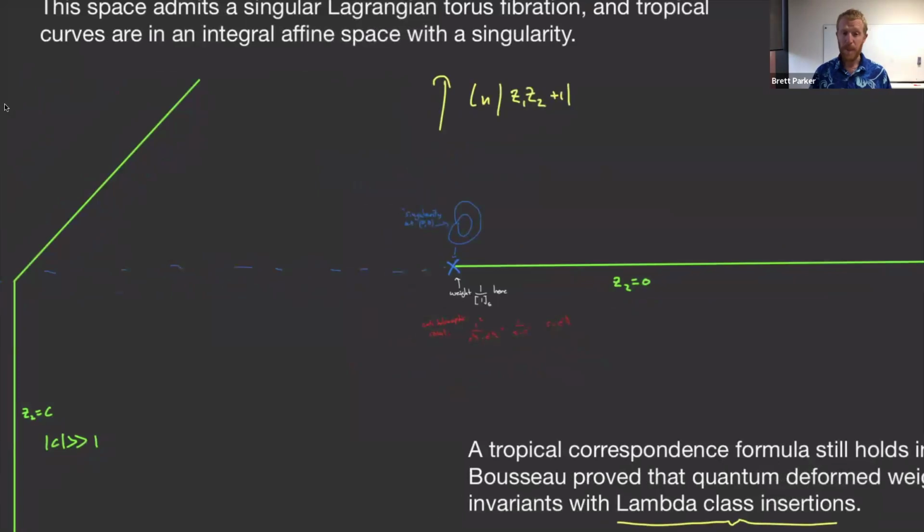Because this is a singular Lagrangian torus fibration, there is an integral affine structure on this space that I'm drawing, which has a singularity at 0. So it's got monodromy, where straight lines look straight on this side, but I've drawn a blue cut here. Straight lines look like this on this side.